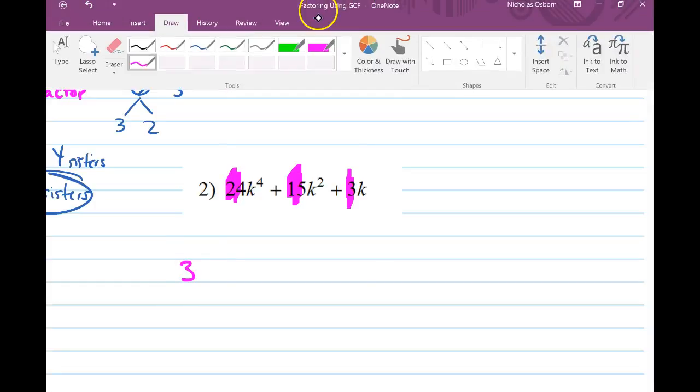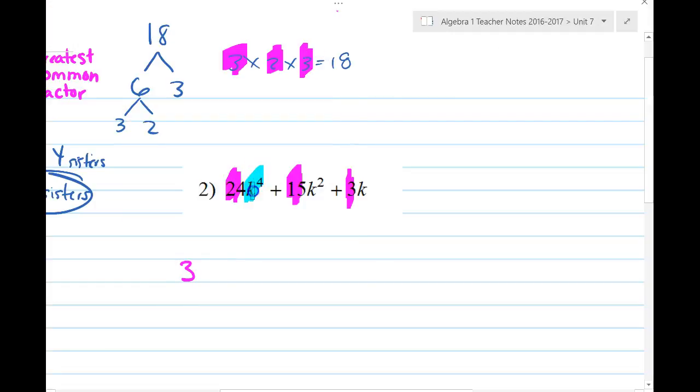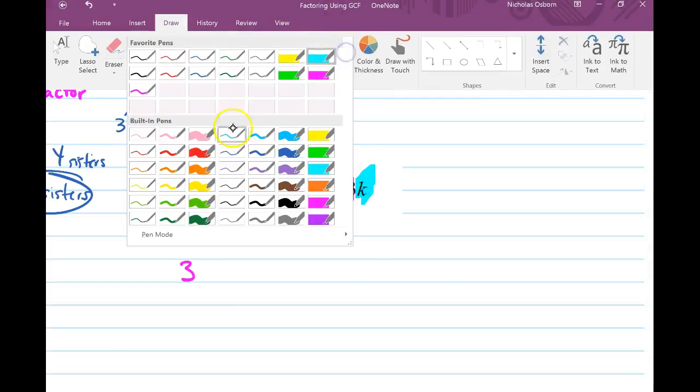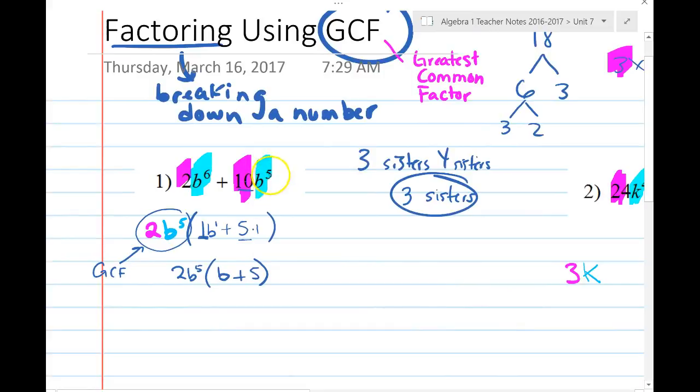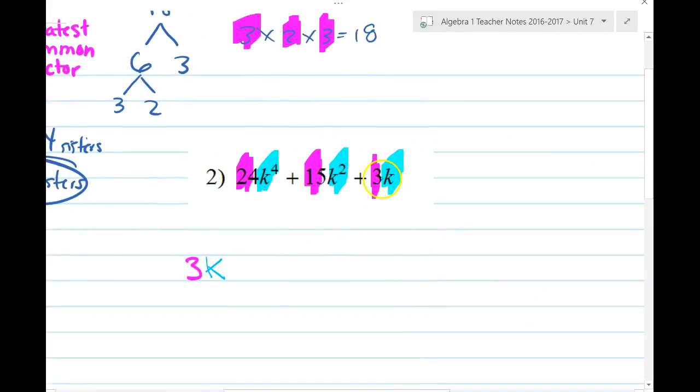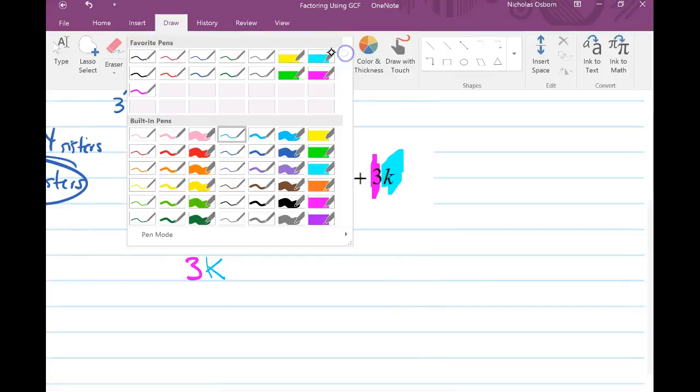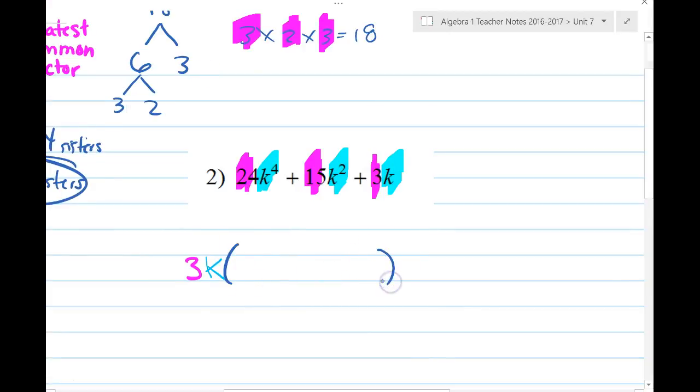Now I'm going to look at the letters. Now again, how many k's are in common with each one? Well, this has 4, this has 2, and this has 1. So if we only have 1 k for this last term, well, they only have 1 k in common. And just like the first one, this was the smallest variable, 5b to the 5th, and so we can't go any higher than 5. So here we can't go any higher than just k itself. Okay? Now, we have to complete the expression.